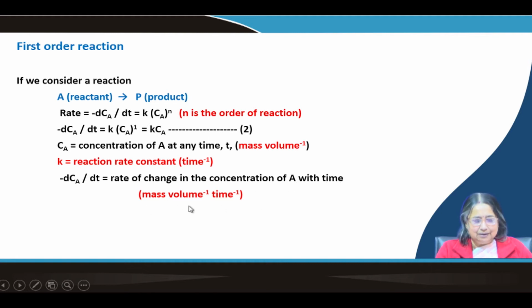I already explained that rate has the unit mass per volume per time. Looking at k here, the Ca term, a concentration term, will go away, so it will be time inverse. So, k is the reaction rate constant, which is nothing but time inverse. This is very important to remember for first order reactions.